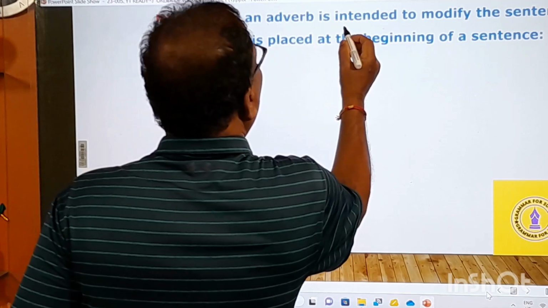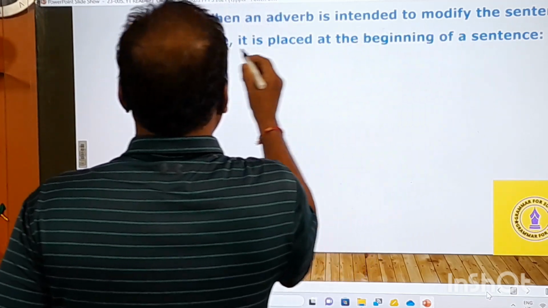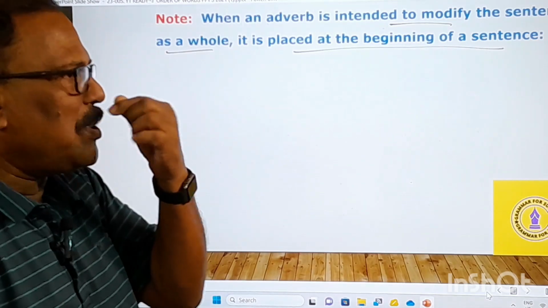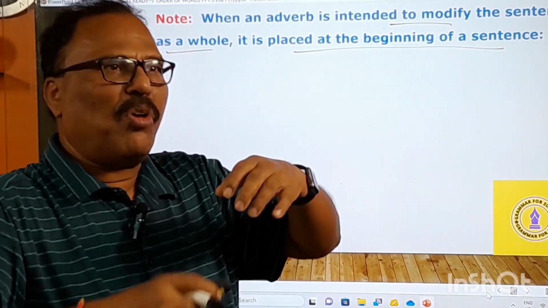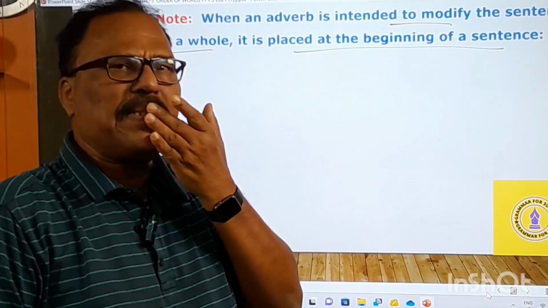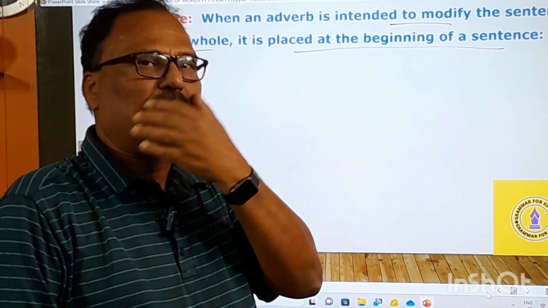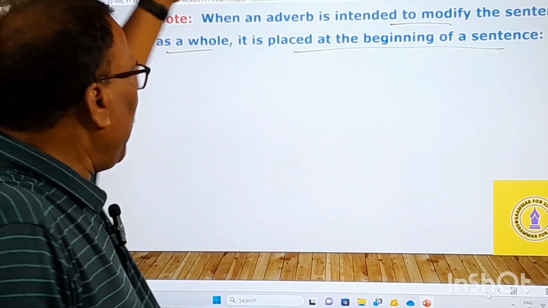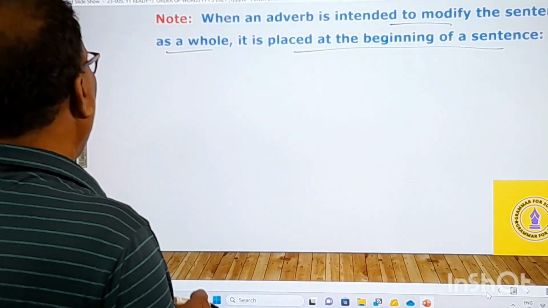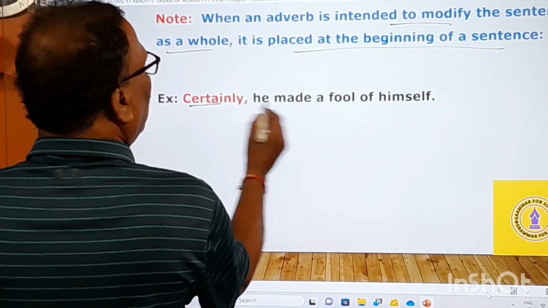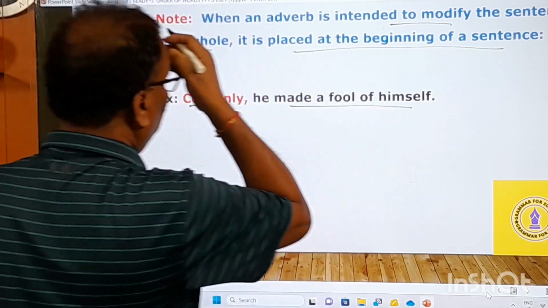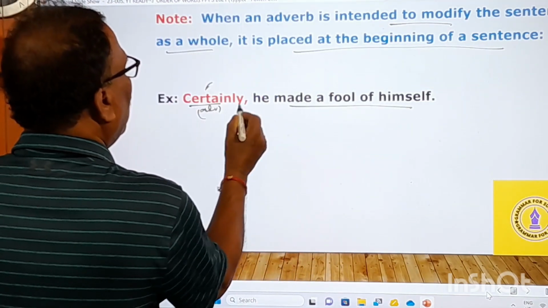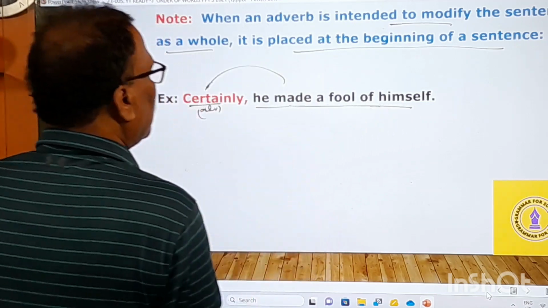When an adverb is intended to modify the sentence as a whole, it is placed at the beginning. So if an adverb is to modify the whole sentence, modify meaning qualify or describe, generally it is placed at the beginning of the sentence. Like this: Certainly he made a fool of himself. This word is an adverb. What is it doing? It is modifying the whole sentence.